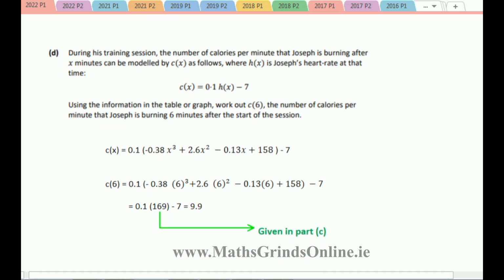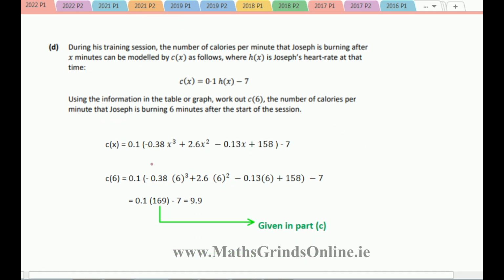So we can sub in here H of x, this is his function for his heart rate, and for after 6 minutes we can sub in for each term x is equal to 6. You can see me doing that there. And again, a good bit of calculator work here, guys, in this middle section, to give you 169. So 0.1 times 169 is 16.9, minus 7 is 9.9.